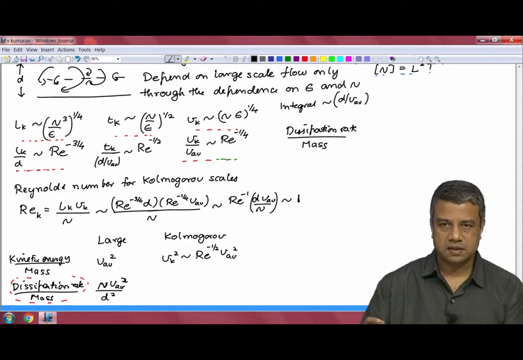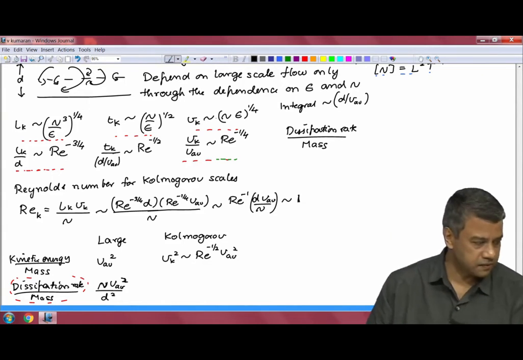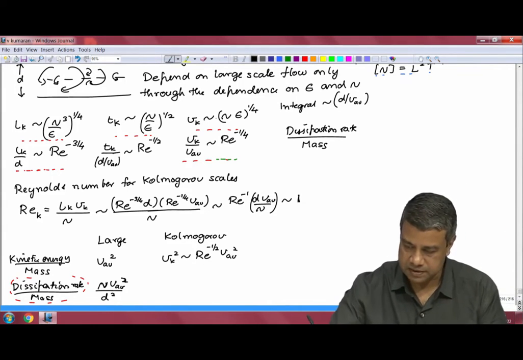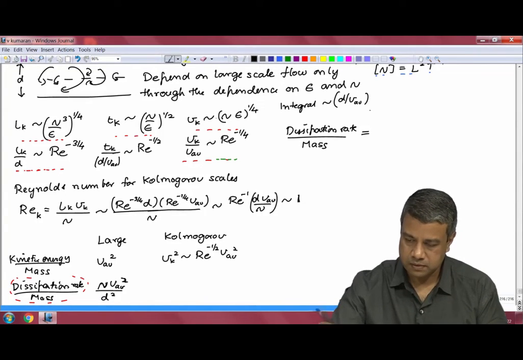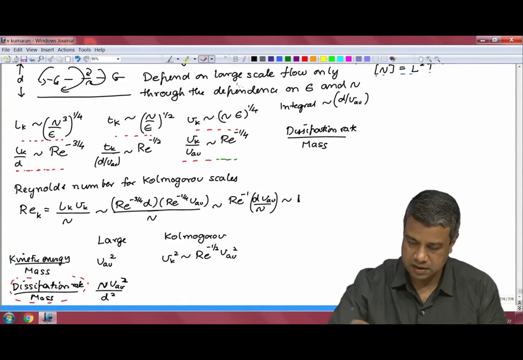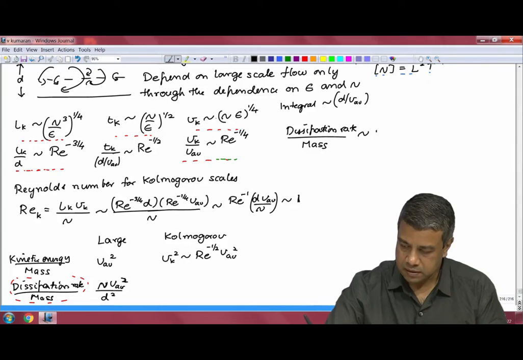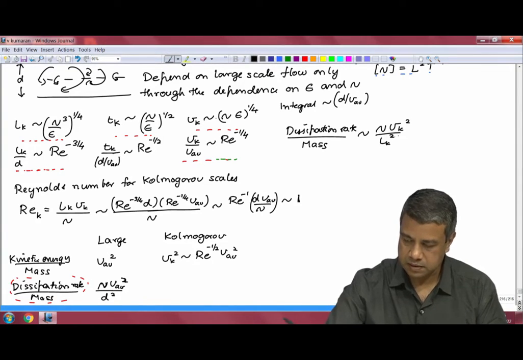I will go through this. When I get the answer, it will sort of be clear why it is obvious. Okay. This is equal to, or I should rather say this is a scaling relation, nu times V_k squared by L_k squared. Okay.